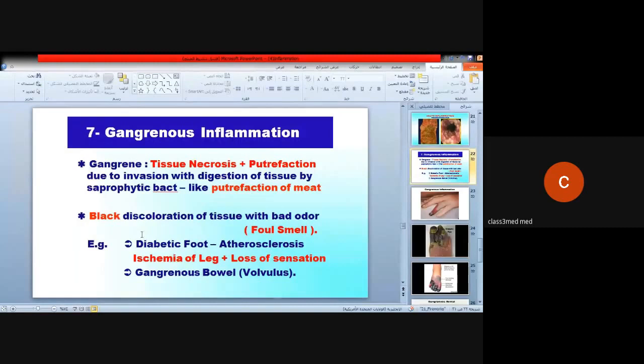Gangrene is tissue necrosis with putrefaction due to the invasion and digestion of the tissue by suppurative bacteria, like putrefaction of meat in hot weather.